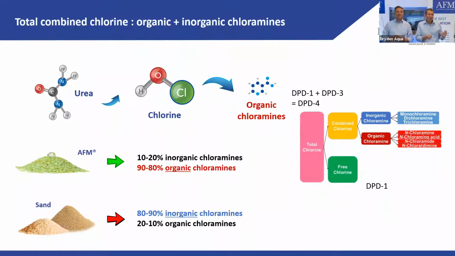So with AFM, we dramatically reduce the formation of these inorganic chloramines, just the inorganic, the trichloramine. Maybe 10, 20% inorganic. And then we keep the urea in the water. The urea will react with chlorine and form these organic chloramines. But as Dominic explained, they are not harmful because they stay in the water. With sand, it's the opposite. With sand, we produce a lot of inorganic chloramines, and we don't have much urea left.